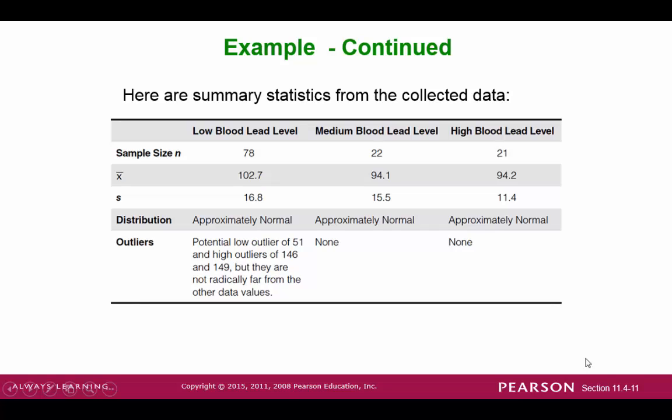So here are some statistics that we can see from each of those samples. We have sample sizes of 78, 22, and 21, and then the means are 102.7, 94.1, and 94.2, and we're essentially comparing those. We're going to use the sample standard deviations or the variances. Actually, we're not going to dig into that too deep because we're going to let our technology take care of that for us. It's also good to identify any probable outliers that are going to mess up the data set.